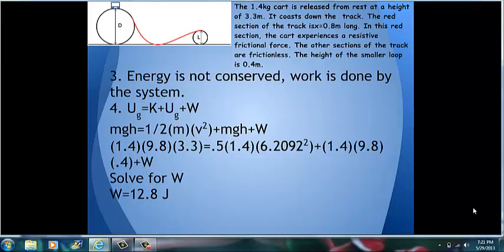Step number 3 is making an energy statement. Energy is not conserved because work is done by the system. Number 4 is writing an equation. So we have Ug equals K plus Ug plus work. So you fill this in with variables and you get 1.4 times 9.8 times 3.3 equals 0.5 times 1.4 times 6.2092 squared plus 1.4 times 9.8 times 0.4 plus work, because we have to solve for the work. So overall work equals 12.8 joules.